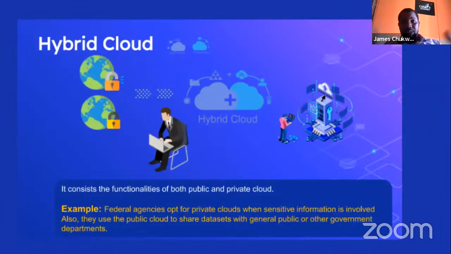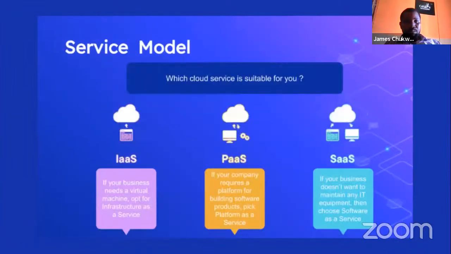I've already explained that using those graphics to explain the private cloud, the public cloud, as well as the hybrid cloud. Now, we're looking at the service model. The service model comprises IaaS, which is infrastructure as a service, PaaS, platform as a service, then SaaS, software as a service.